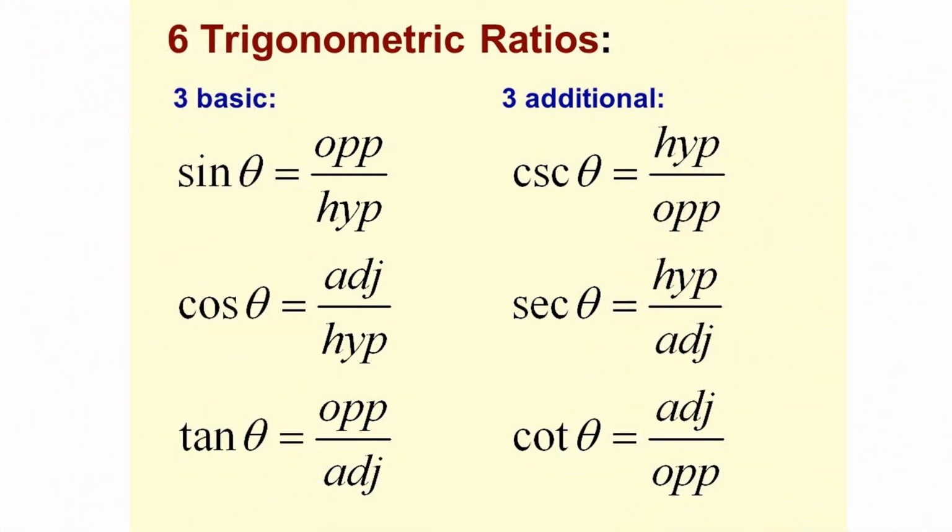Three basic ratios or trigonometric ratios are sin theta, cos theta and tan theta, and three additional ones are cosec theta, sec theta and cot theta. Cosec theta is the reciprocal of sin theta, sec theta is the reciprocal of cos theta, and cot theta is the reciprocal of tan theta.